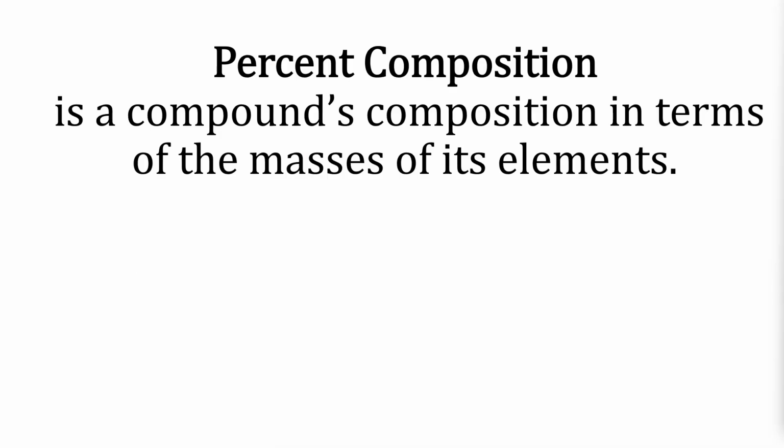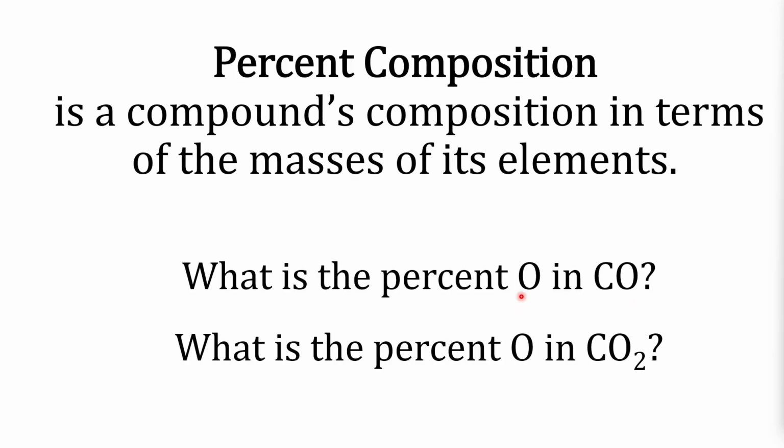Let's start with our definition. Percent composition is a compound's composition in terms of the masses of its elements. So we are going to work through two different examples. We're going to calculate the percent of oxygen in carbon monoxide and the percent of oxygen in carbon dioxide. So these compounds are obviously very simple, but the percent oxygen in each of these compounds is going to be very different. We're going to work through these examples step by step.